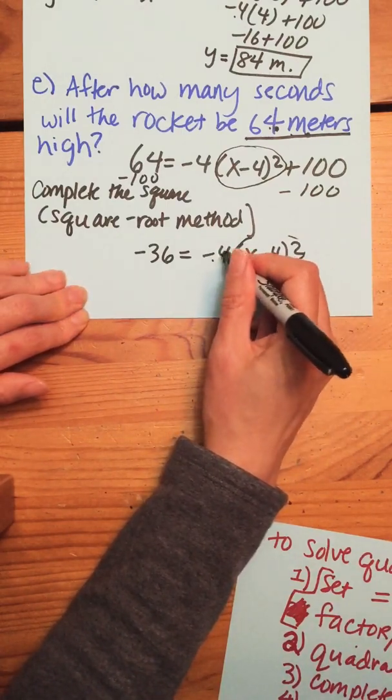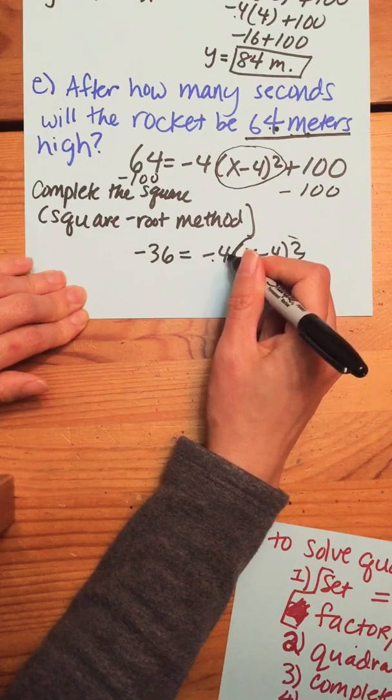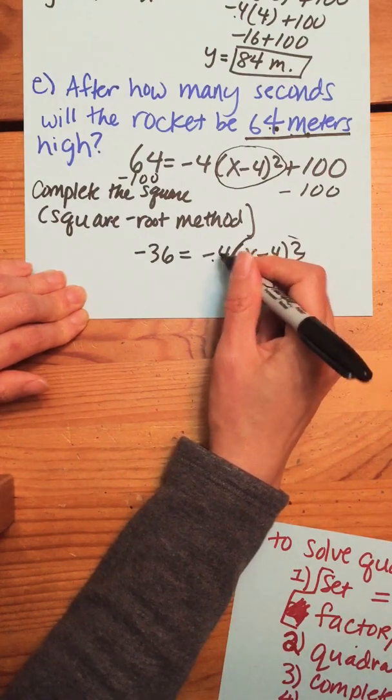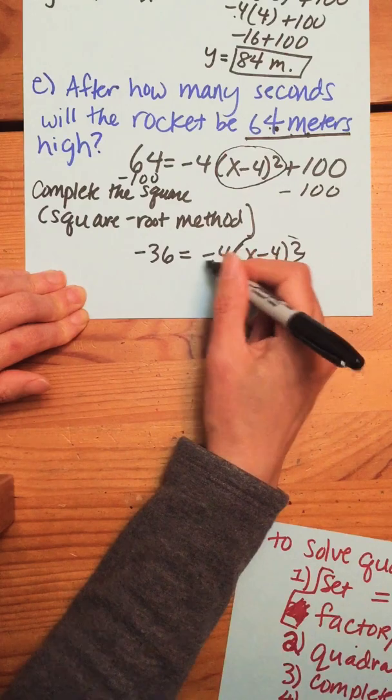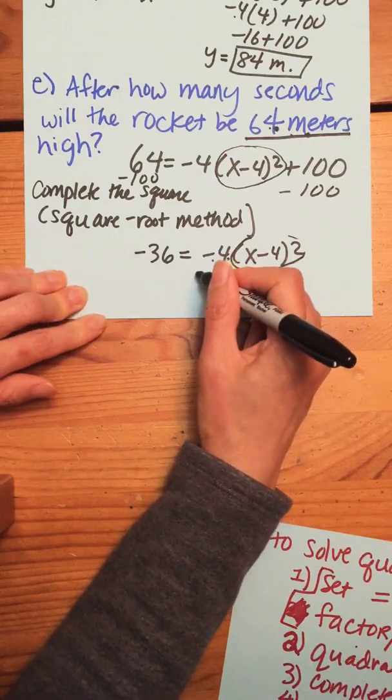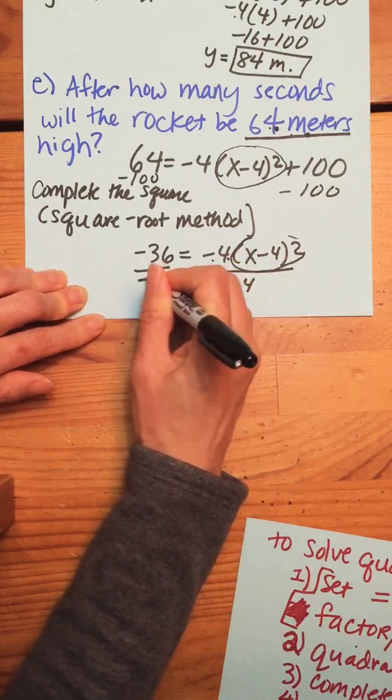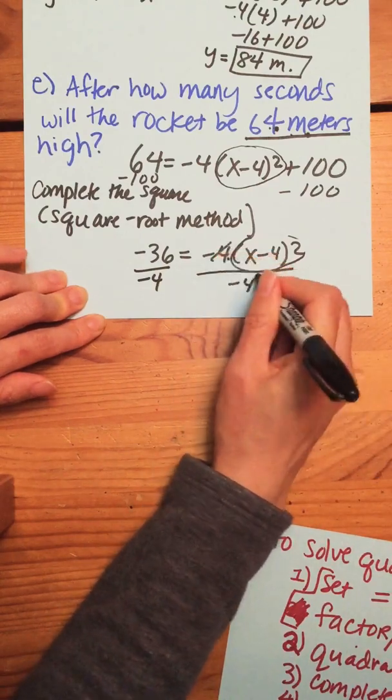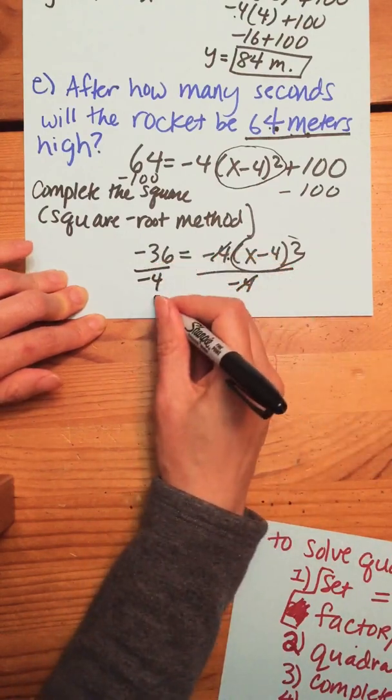So we have to get rid of the -4 times. Remember that to get rid of times -4, we have to do the opposite operation, same number. So the opposite of times is dividing, so we're going to divide by -4 and divide by -4. That cancels that out. -36 divided by -4 is 9.